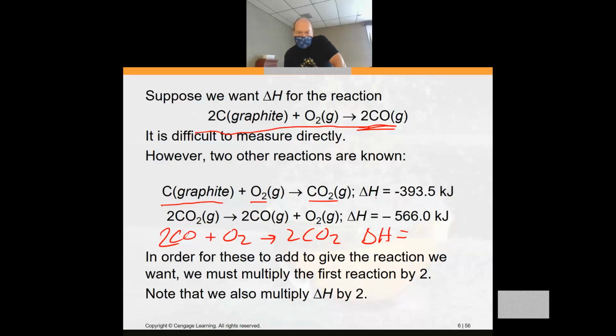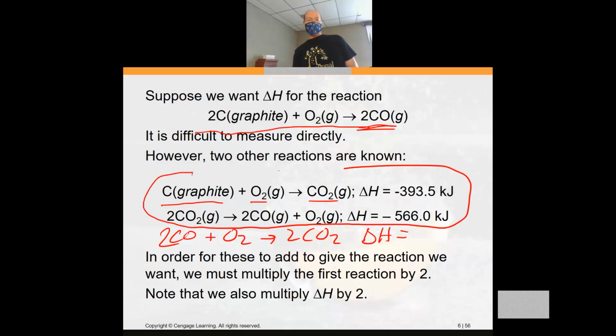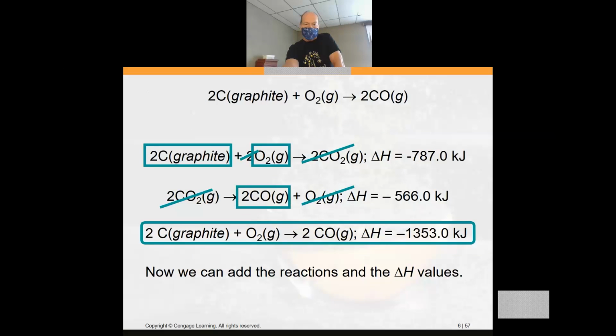I feel like this data is wrong, but okay. Whatever data is given on the test, use it, whether it's wrong or not wrong. I'm just afraid I get to the next slide and they're going to change something on me. All right, so they're going to give you two reactions and you have to manipulate the two reactions in order to get the overall reaction.